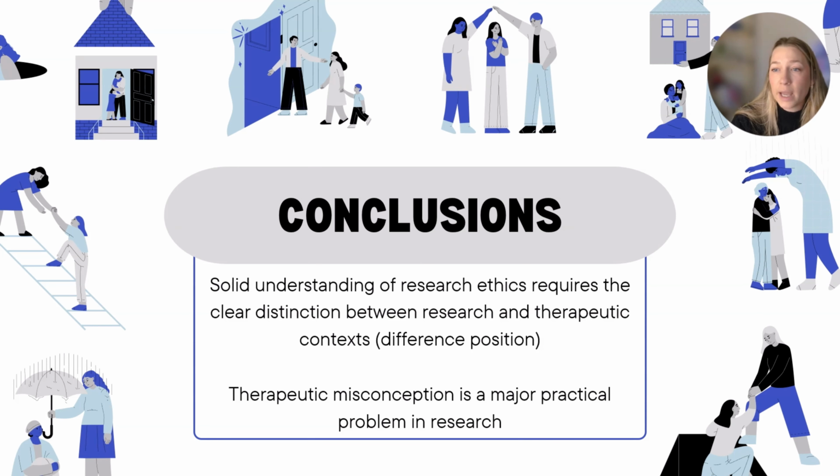So to bring it all together, a solid understanding of research ethics requires us to clearly distinguish between research and therapy, and to actively work against therapeutic misconception. We've seen how real-world cases, from the Tuskegee syphilis experiments to modern-day IRB violations, continue to challenge our systems of oversight. We're going to look at another example for this week's reflection with the Henrietta Lacks case.